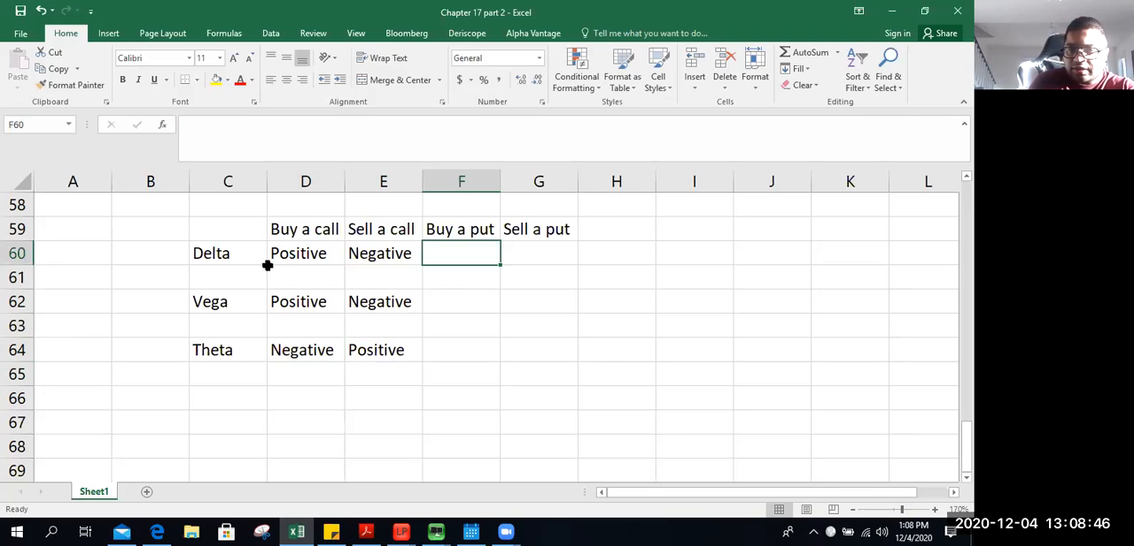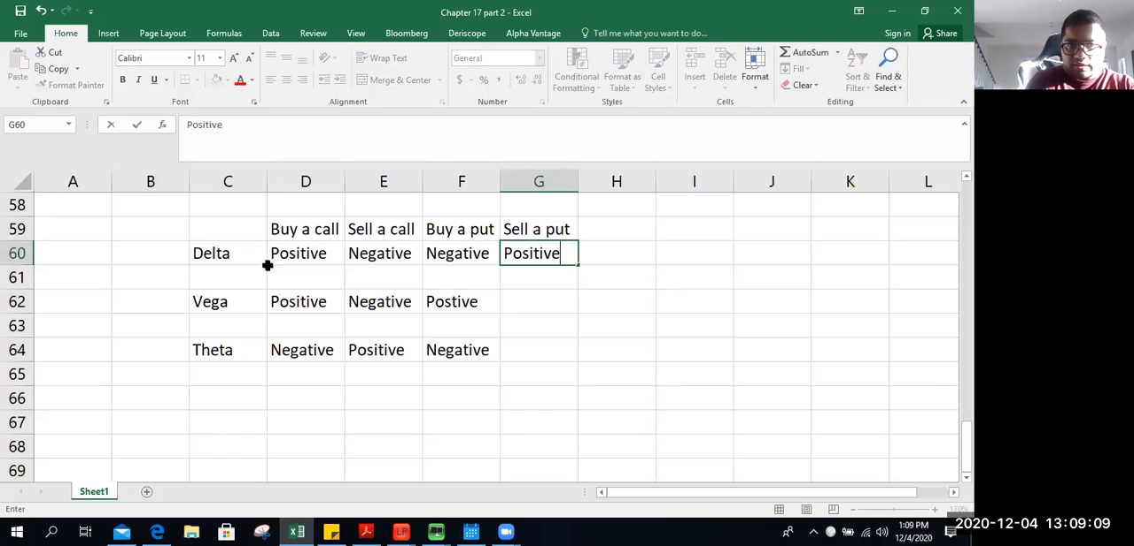Buying a put, delta is negative. Vega is positive and theta is negative. And selling a put, delta is positive, vega is negative and theta is also positive.